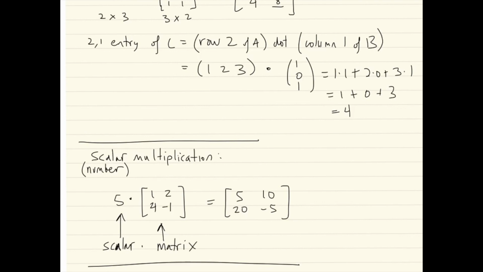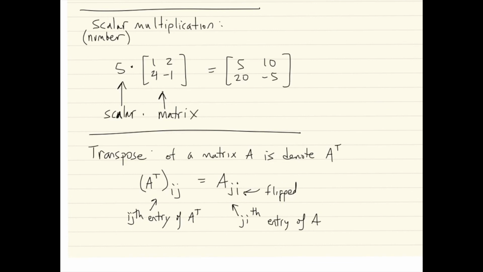Here's yet another operation we can do on matrices, and that's the transpose. This is going to come up later on. So here's the definition of a transpose. Basically, the i, j entry of the transpose is the j, i entry of A. So I flipped the order.